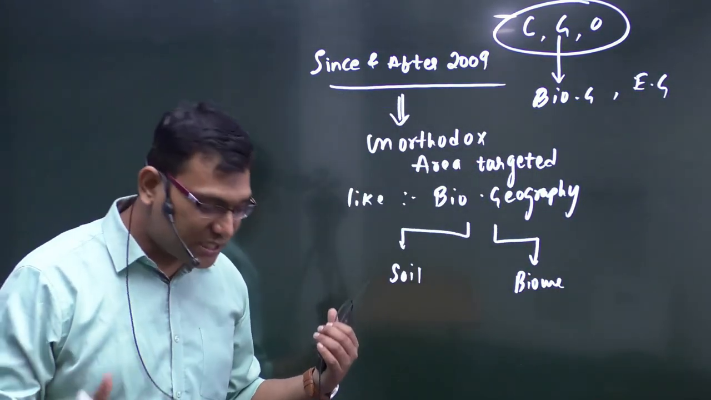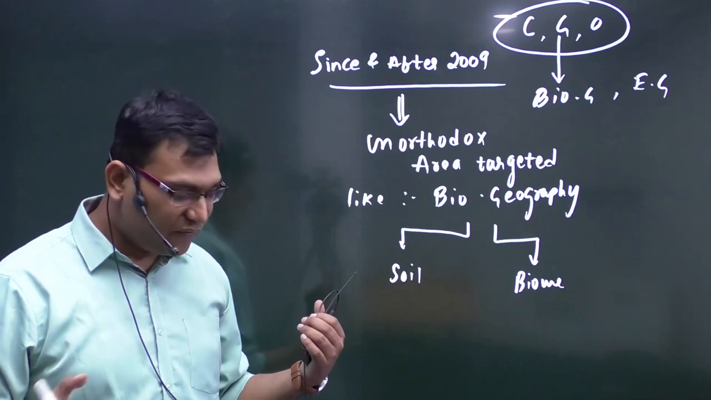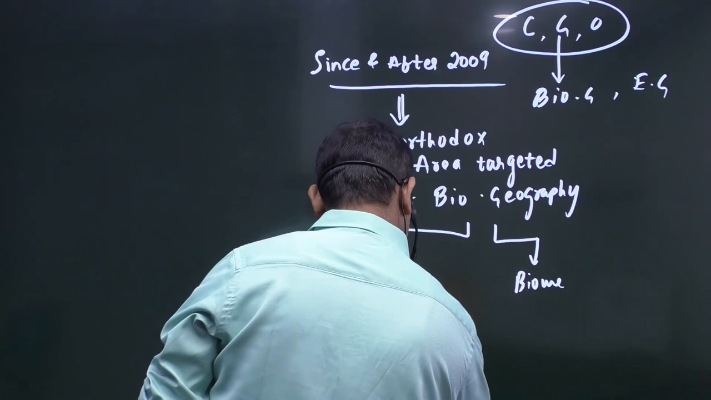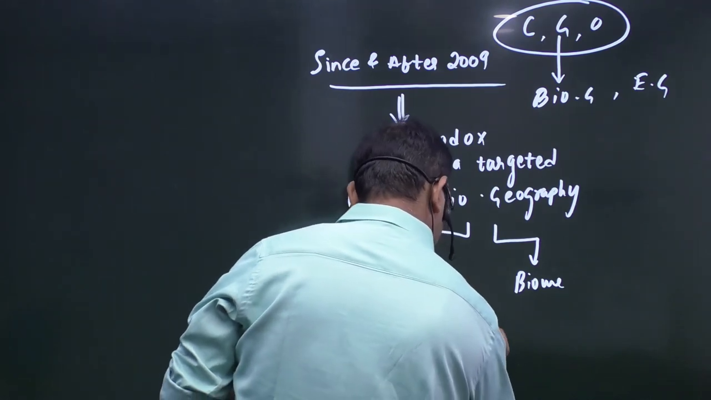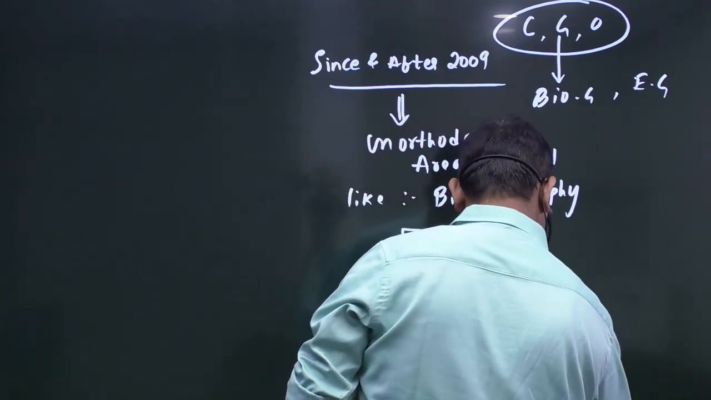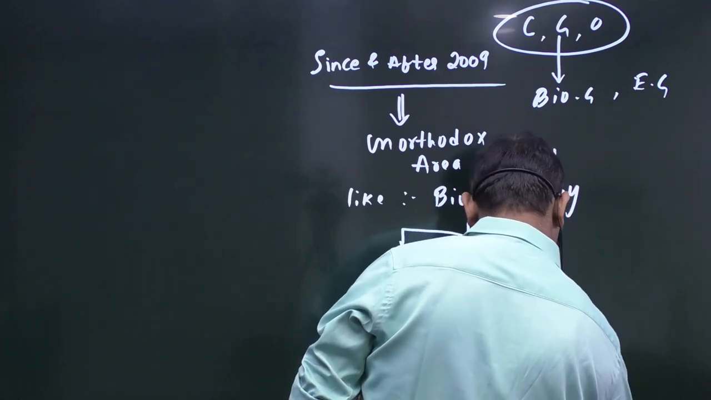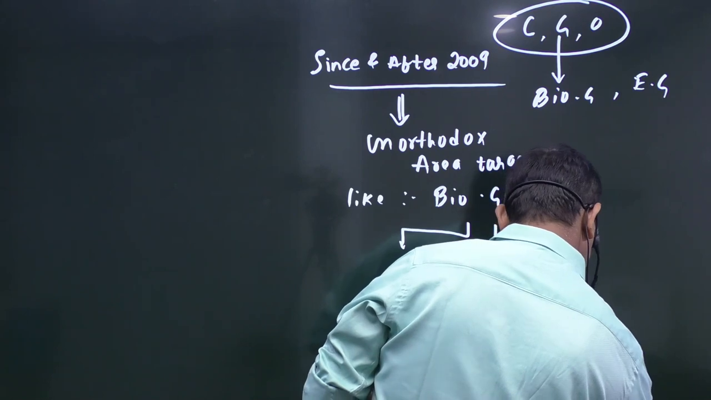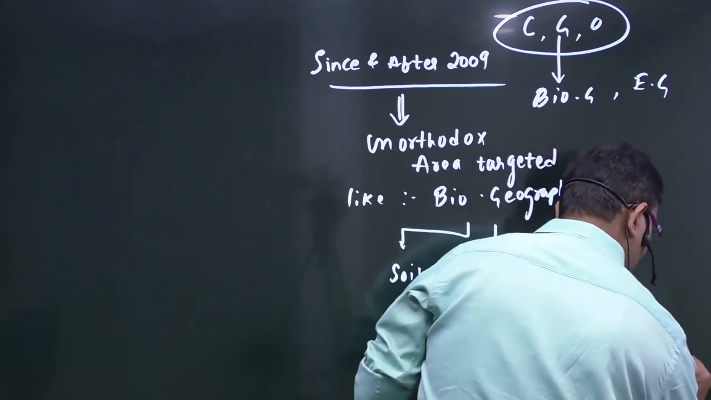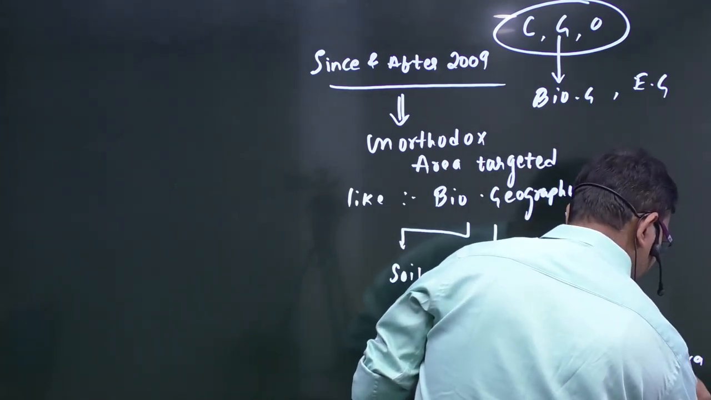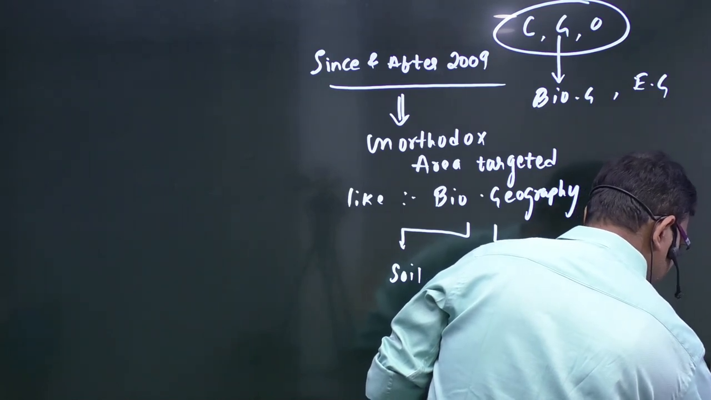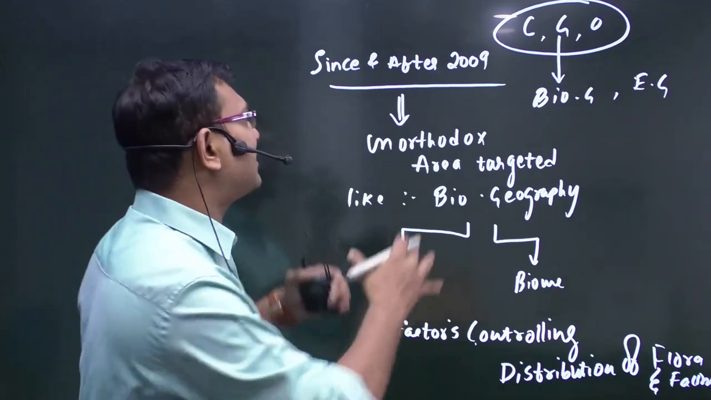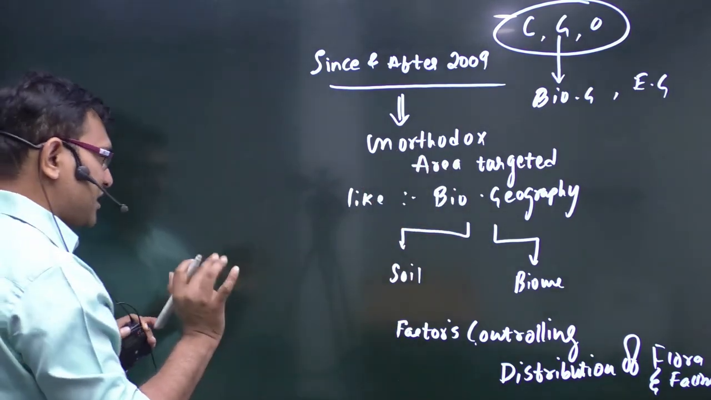But now they are also asking questions on floristic regions, faunistic regions, factors controlling distribution of flora and fauna. They started asking these questions. So the nature of questions has changed.